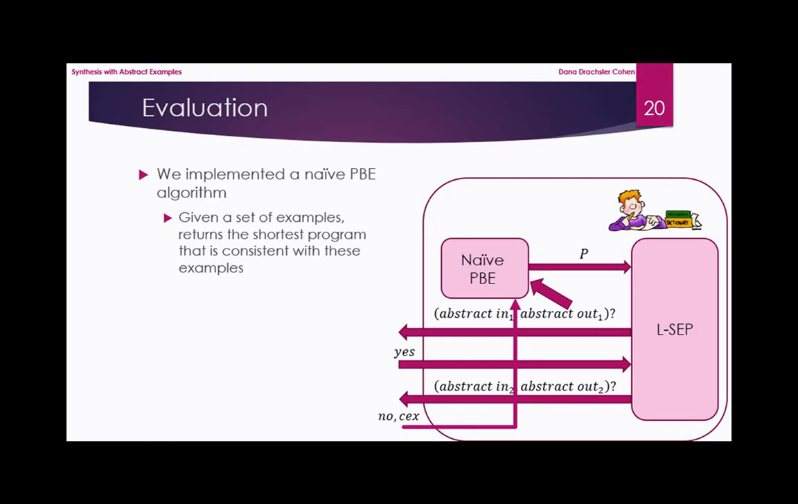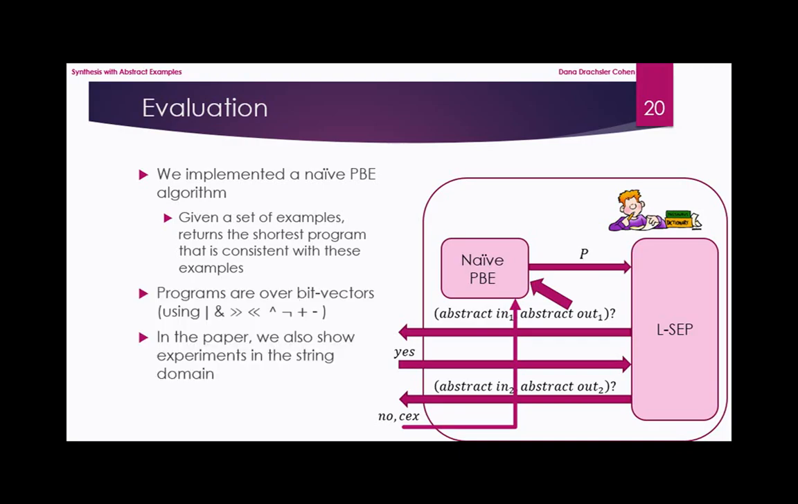And to demonstrate this, I'll show you a bit of our empirical results. So we implemented this framework, and as a PBE, we integrated the most naive PBE, that is the one that constructs programs of increasing size, 0, 1, 2, etc., and returns the first one that is consistent with the examples. In these benchmarks, we consider only programs over bit vectors, but we can also consider string domain benchmarks. You can see this in our paper.